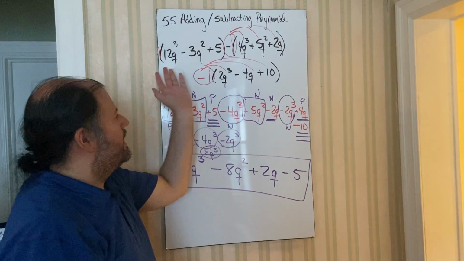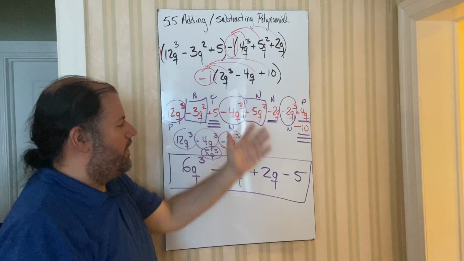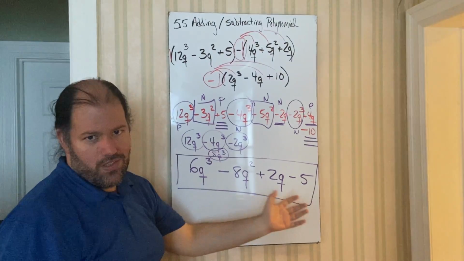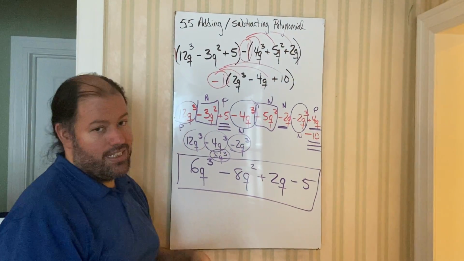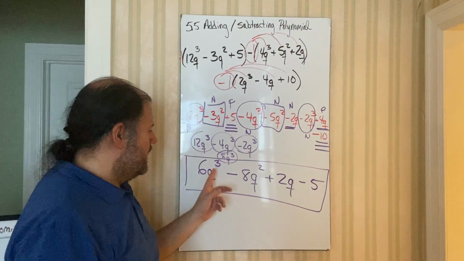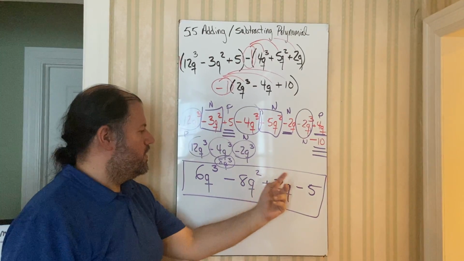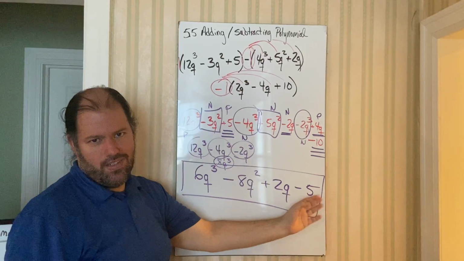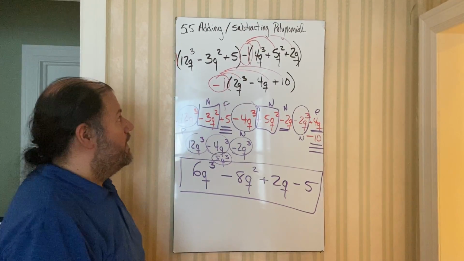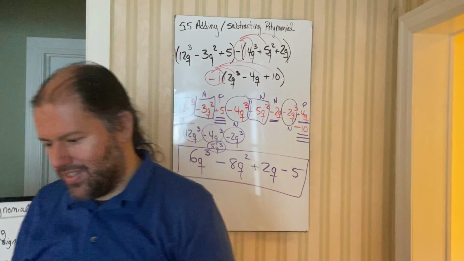Even though it had 9 separate terms, our answer only has 4 terms because we were able to collect a lot of the like terms. This is in the correct format because it goes from 3 to 2 to 1 to 0. Constant term last. Let's do another one of a trick guy.